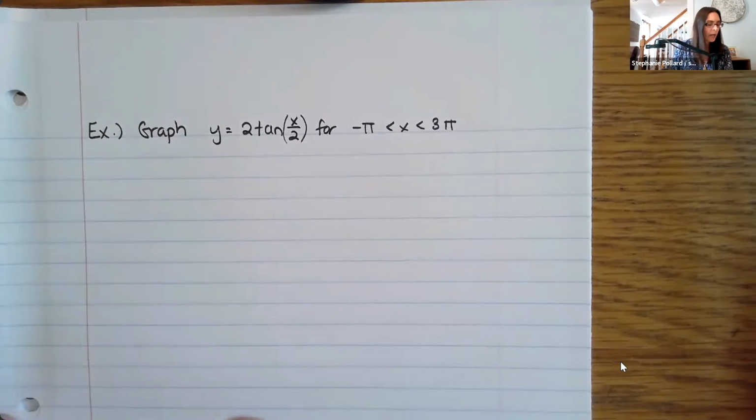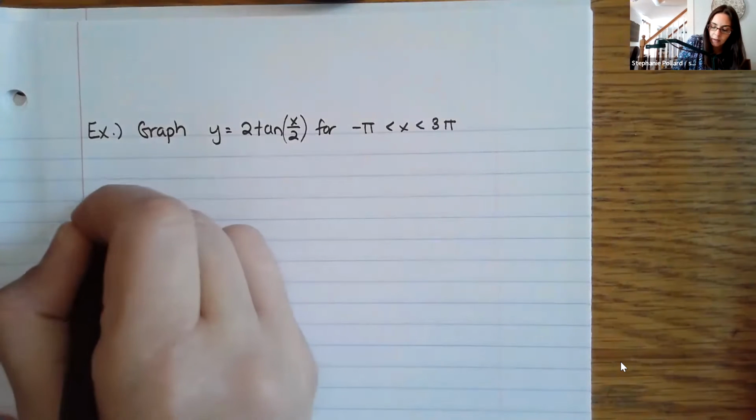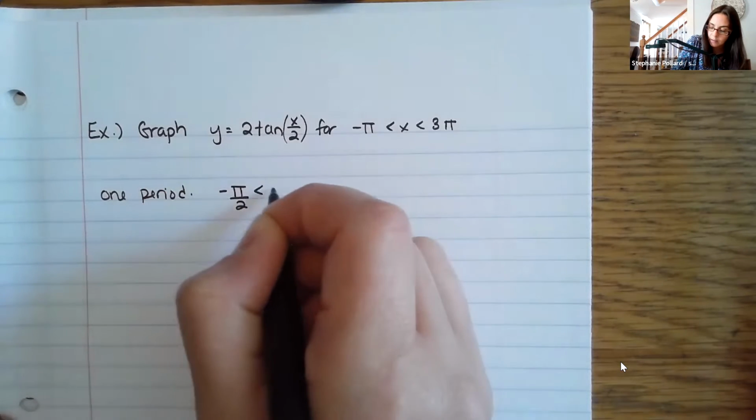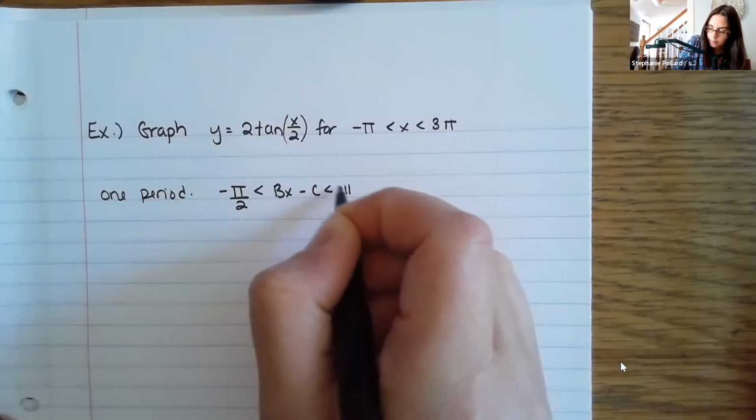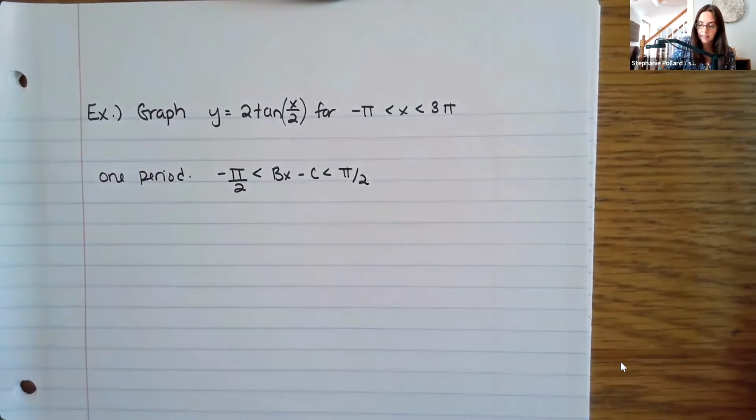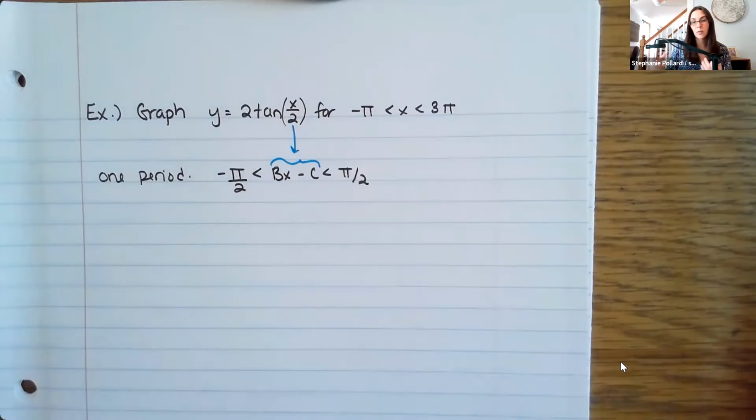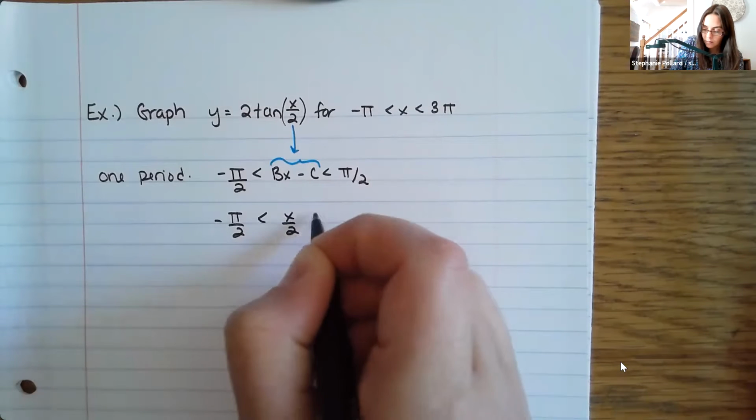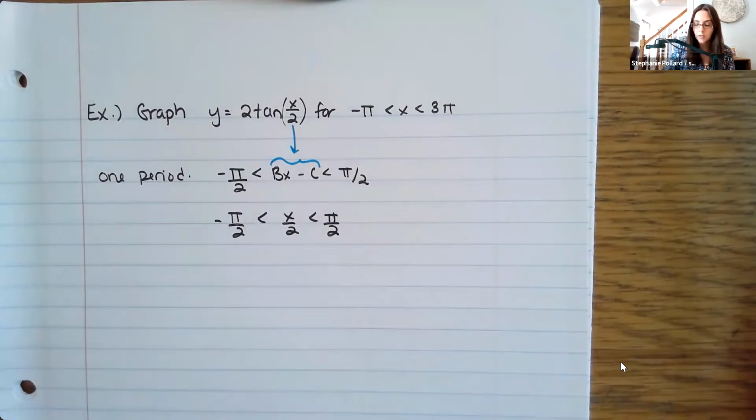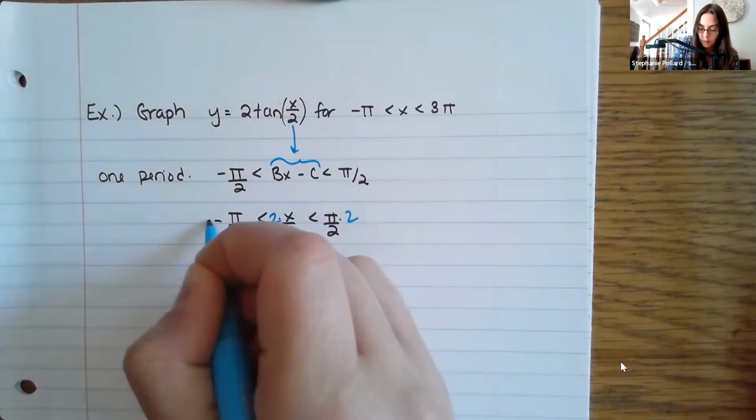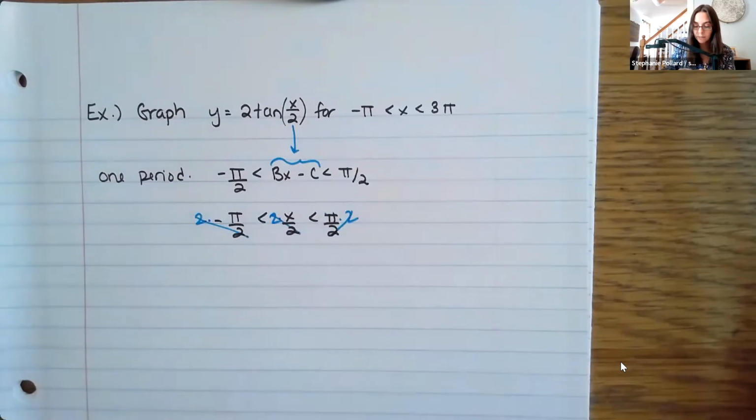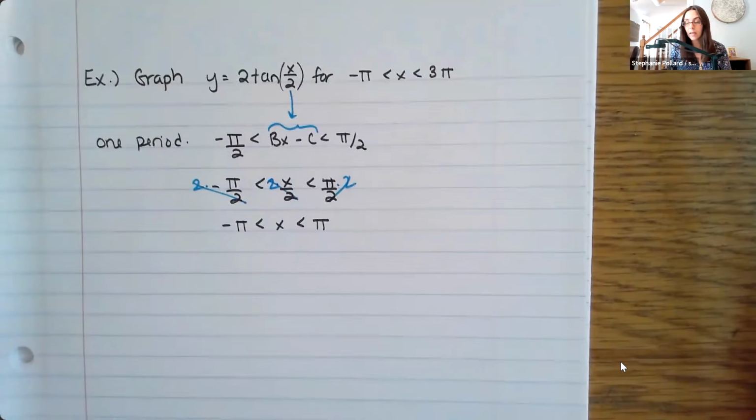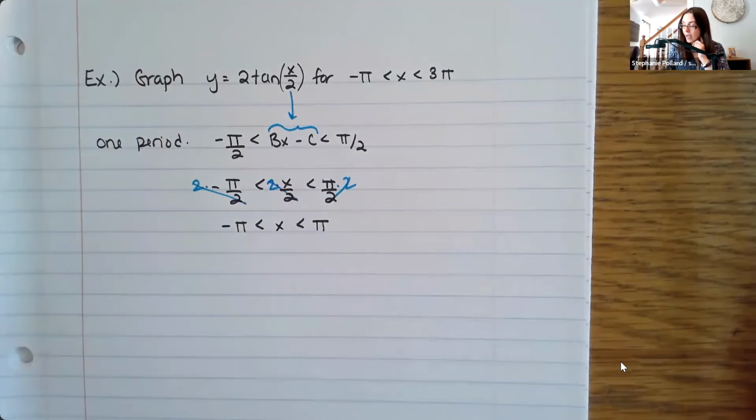So the first thing I'm going to do is remember that we said that one period lies between here. Now, in this case, my bx minus c is just x over 2, whatever is being plugged into tangent. So I'm going to replace this and solve for x. I'm going to multiply everything by 2, and it cancels on all sides. So we have negative pi is less than x is less than pi. So one period here will lie between negative pi and pi.